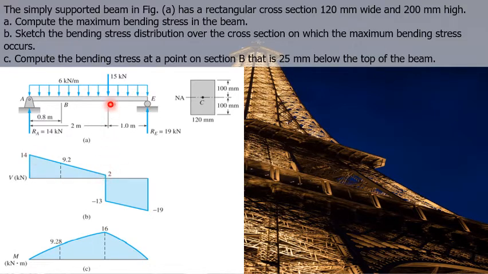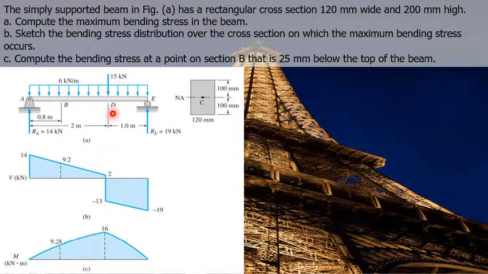And at point D, we have a concentrated downward load of 15 kilonewtons. So we add 2 plus negative 15, and that is equal to negative 13. We go down from 2 to negative 13.